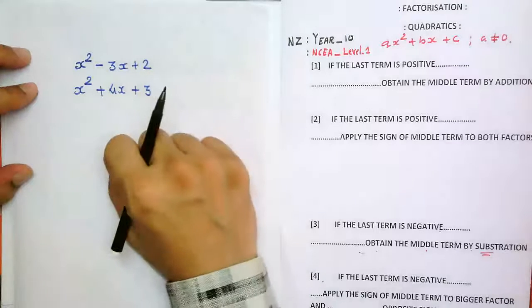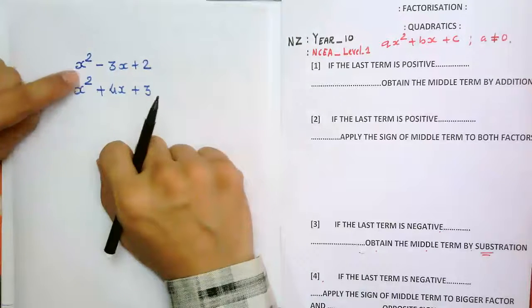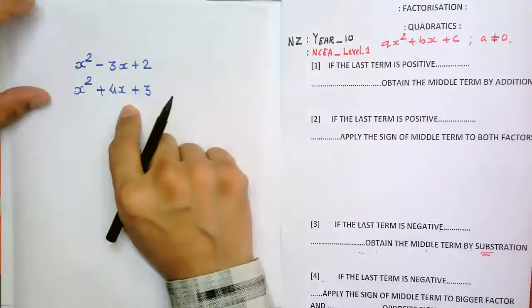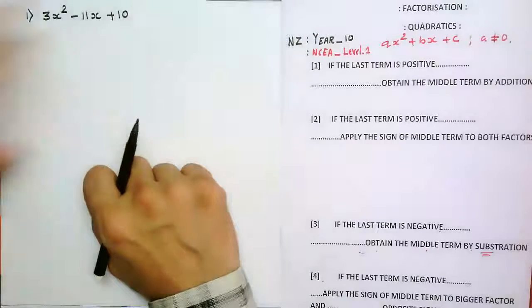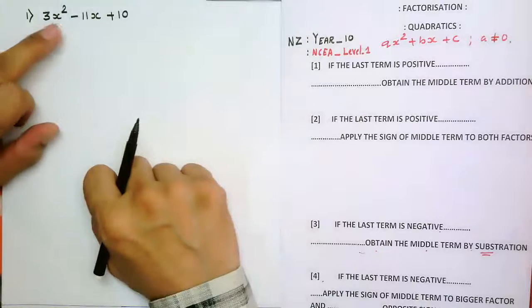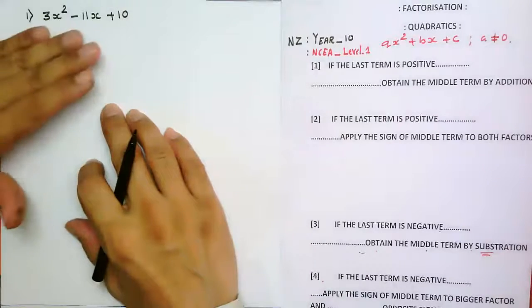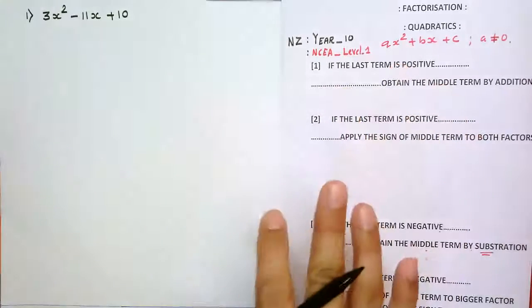If you want to learn the factorization of quadratics in which the coefficient of x squared is 1, then you should refer to my previous video. In that video, I have explained the factorization of quadratics from the beginning. In this tutorial, I will take examples of quadratics in which the coefficient of x squared is other than 1. For the factorization of these quadratics, I will make use of these 4 rules. They are very important.